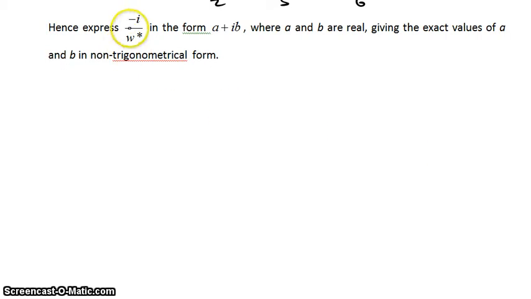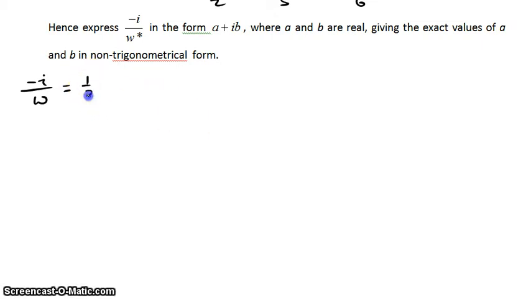Hence, express minus i over w in the form a plus ib, where a and b are real, giving the exact values of a and b in non-trigonometric form. Okay, so minus i over w, well, we're told to not do it in trigonometric form. So the first thing I'm going to do is do it in trigonometric form, and then I'm going to change it back.